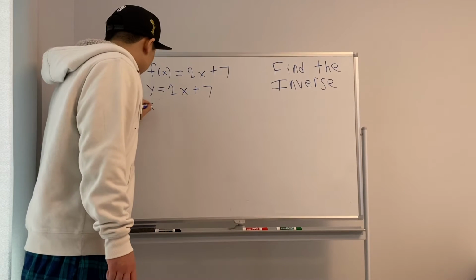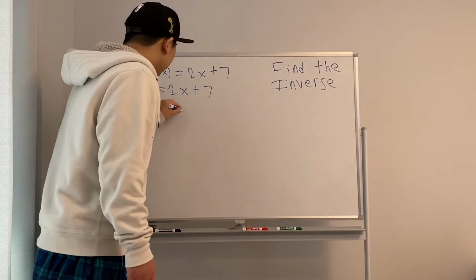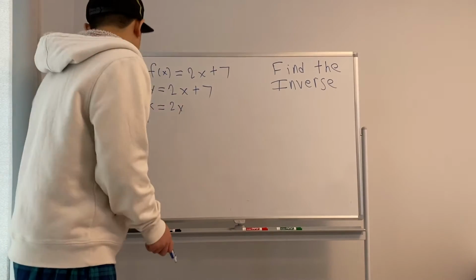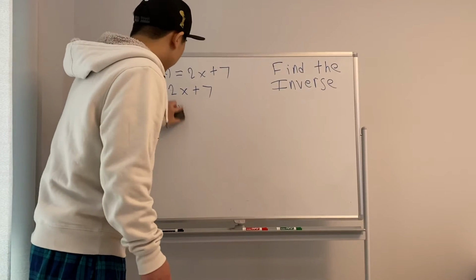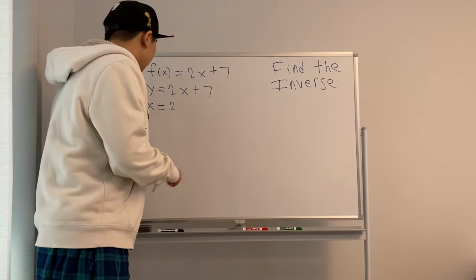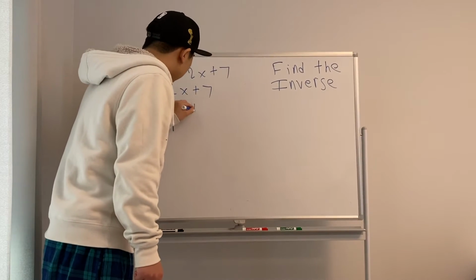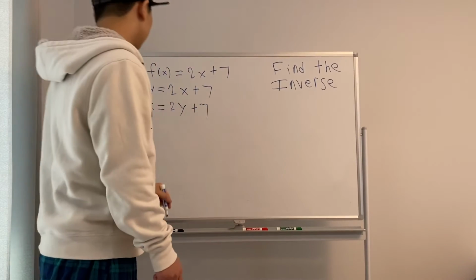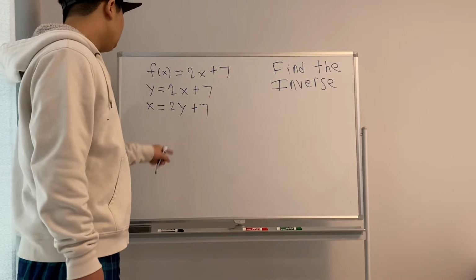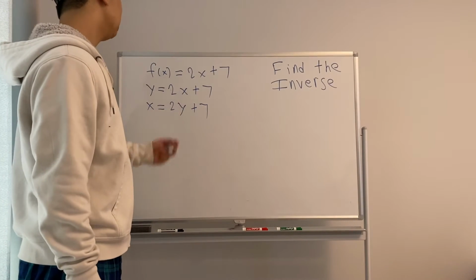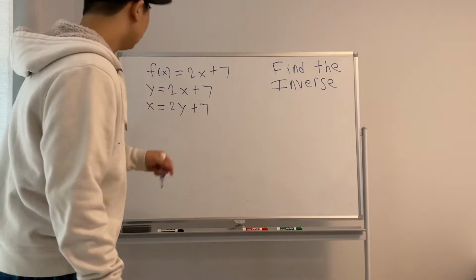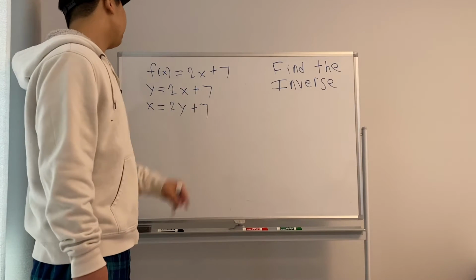So we have x equals 2y plus 7. And now I solve for the y. And once I do that, I have the inverse. So first thing I want to do is get rid of this 7.